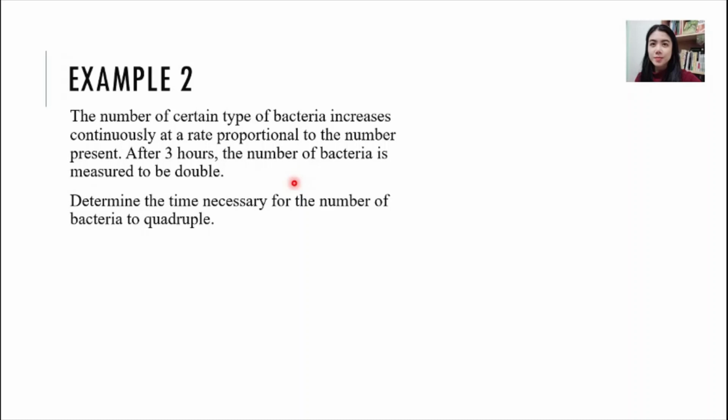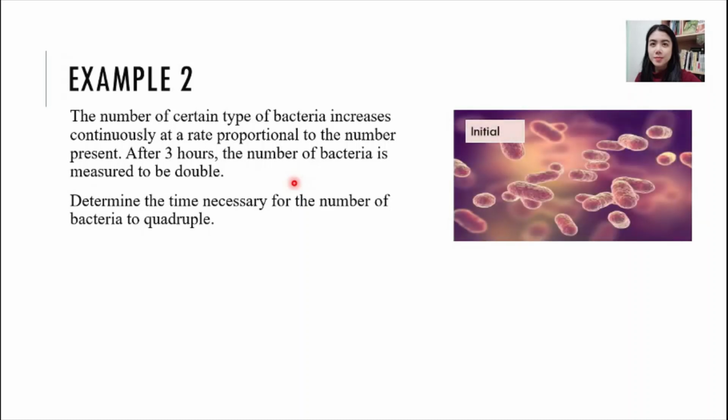When you're talking about initial, it means that your time is equal to 0. If we say the initial population, that is the population at time equal to 0. Because we do not know the information regarding the initial population, what you have to do is let it equal to some constant, say P0. Because the information is not given, we let it equal to some constant. Then only we look at this 3 hours.